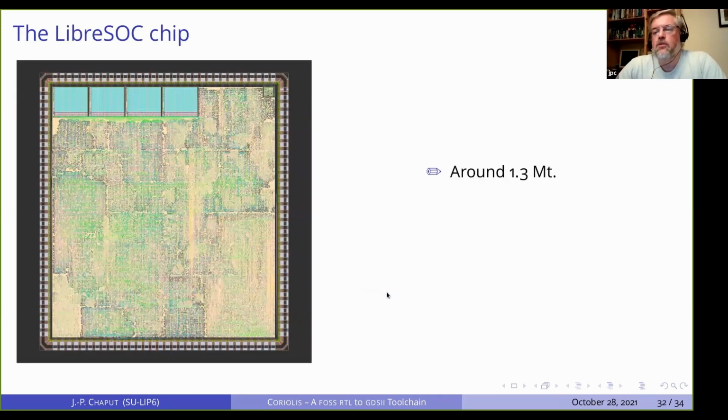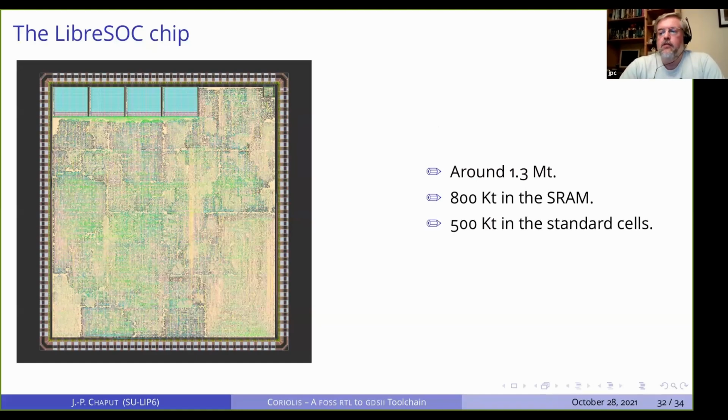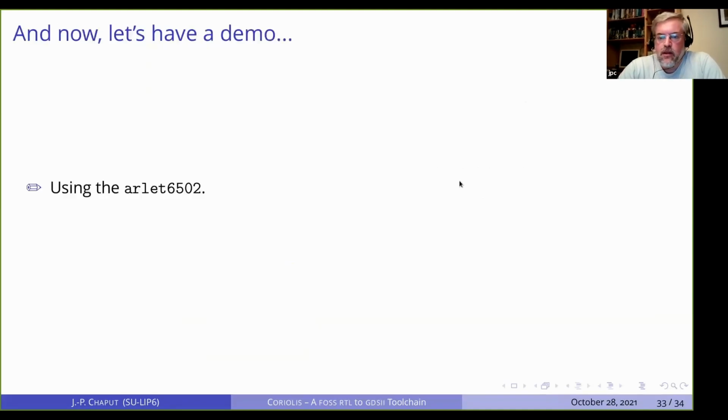So this is what we have done. The LibreSOC chip is 1.3 million transistors, of which 800,000 are in the SRAM, sorry, 500,000 are in the standard cells. The RAM is here. Now we have the area, 28 millimeters, and now we can proceed to the demo.